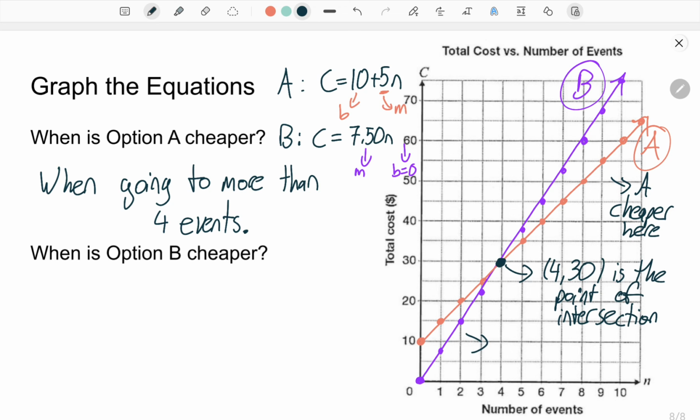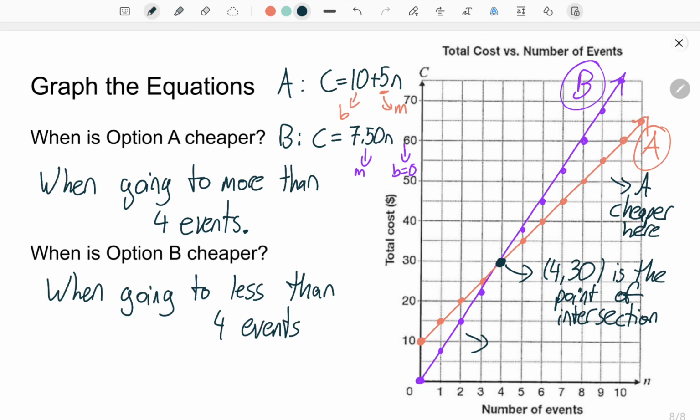But as you can see early on, the purple line is below. And so that means you're paying less, because the y value represents the cost. We want lower cost, so we want it lower down. So when going to less than 4 events, we can say on the graph here, B is cheaper in that general region.